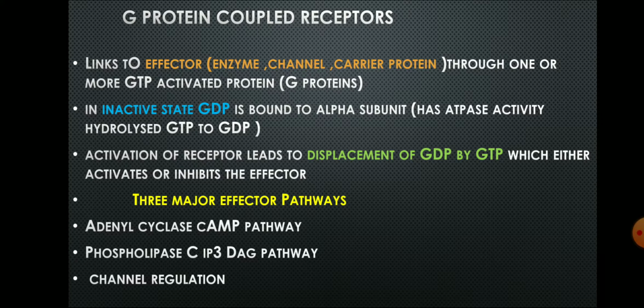So we have three major effector pathways for G protein coupled receptors here. These are the major pathways through which the final biological response is going to be produced. The first one is the adenyl cyclase cAMP pathway, the second one is the phospholipase C, IP3, DAG pathway, and the third one is channel regulation. We are not going in depth into these major pathways. You can read it from the book, right?